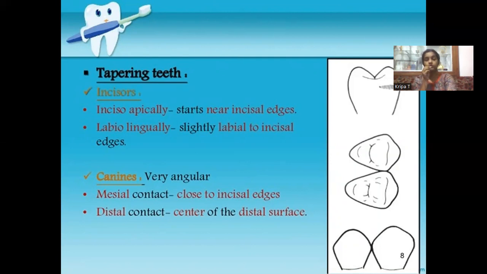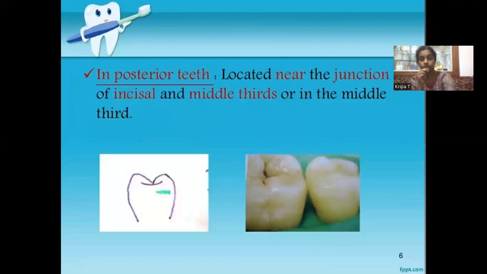For a tapering tooth with an incisor apically, the contact is at the incisor edge. Labiolingually, it is labial to the incisor edge. Compared to a canine, the mesial contact will be closer to incisor edge. Distal contact is more or less centered on the distal aspect. In the posterior teeth, the location is near the junction of incisal and middle third, or rather in the middle third itself.